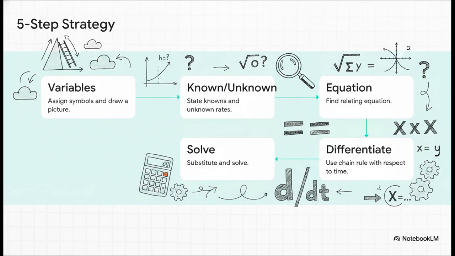Step 1, assign symbols to variables and draw a picture. Seriously, get it out of your head and onto paper. Step 2, state your knowns and unknowns using those variables. Step 3, find a geometric or algebraic equation that relates them all together. Step 4, differentiate both sides with respect to time using the chain rule. And finally, Step 5, substitute all your known values in and solve for the one you want. Trust me, following this exact sequence is the absolute best way to cut through the noise.